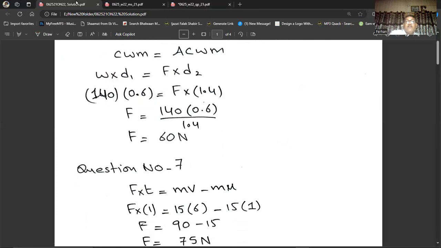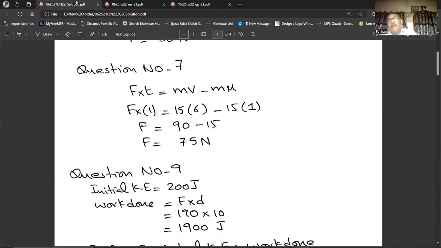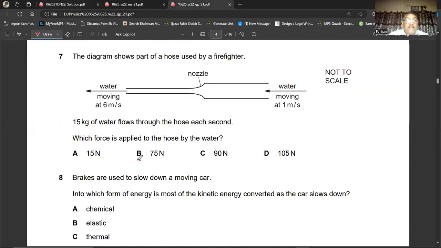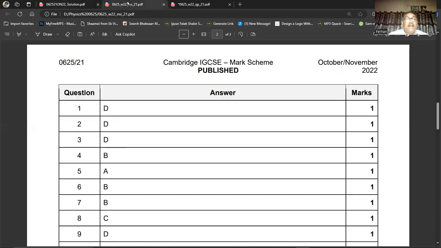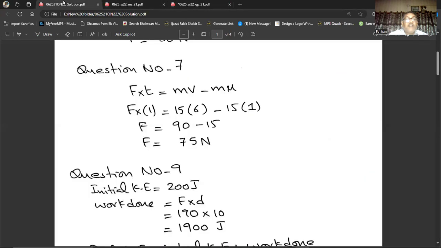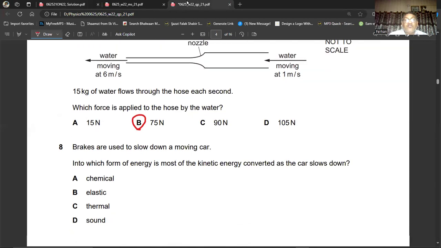That's question number 7. You know the force multiplied by time is impulse, and the impulse is also the change in the momentum. So force multiplied by time is equal to the mass multiplied by final velocity minus mass multiplied by initial velocity. F is the question, time is 1 second. So 15 kg multiplied by 6 meter per second minus 15 multiplied by 1 meter per second. So F equals 90 minus 15, and F will be equal to 75 Newton. 75 Newton, that is the B option, sir. So question number 7, B is the right option, sir. This is how we have solved it. And we go to the next question, that is question number 8.